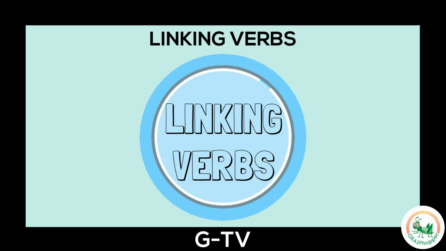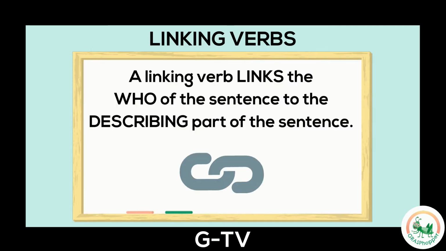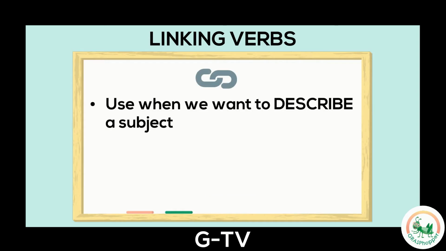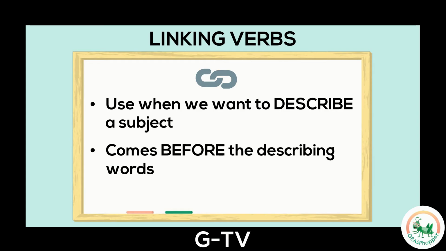The next type of verb is linking verbs. A linking verb links the who of the sentence to the describing part of the sentence. This is when the linking verb comes in handy, when we want to describe a subject. The linking verb comes before the describing words. It's helpful to remember that linking verbs cannot be acted out.